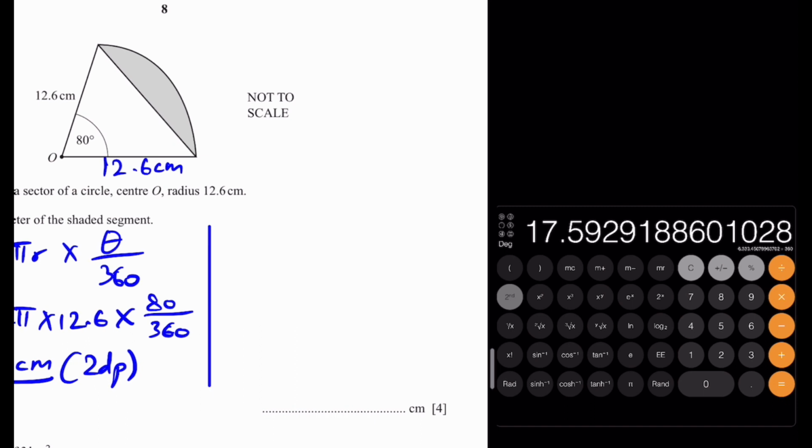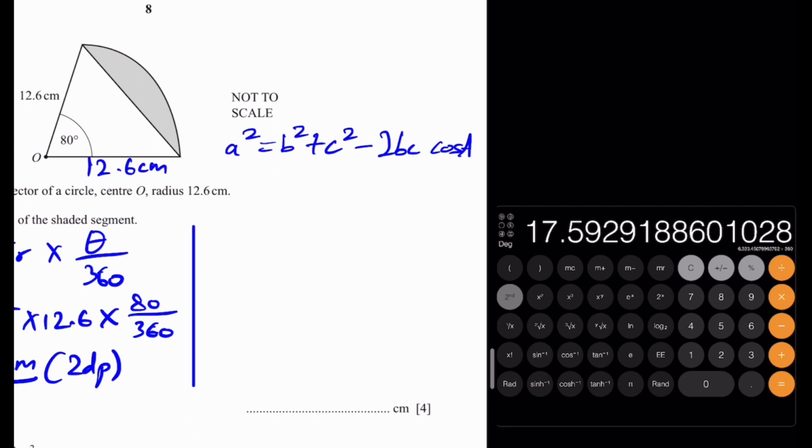Now, the cosine rule is a squared equals b squared plus c squared minus 2bc cos angle A. And that angle A is the angle opposite side A. So we know this angle, 80 degrees, so we can say that this is side A, and that's what we need to find. So I'll just say this is A. And b squared plus c squared, the sides B and C are the other two sides, which are both 12.6 here.